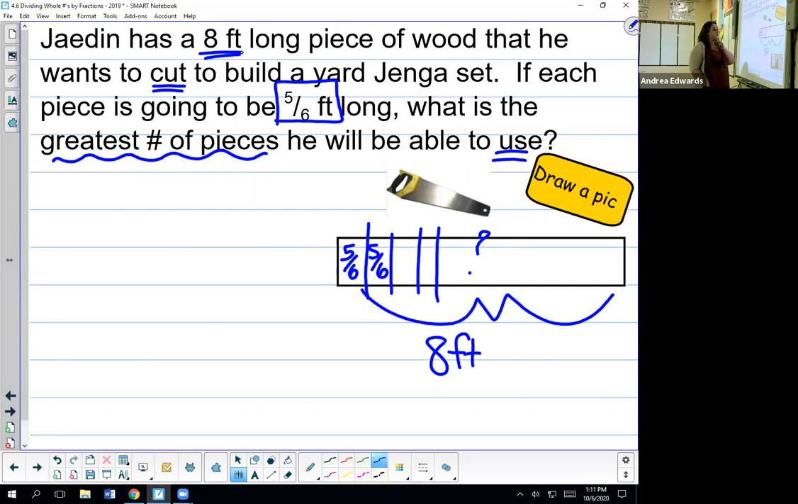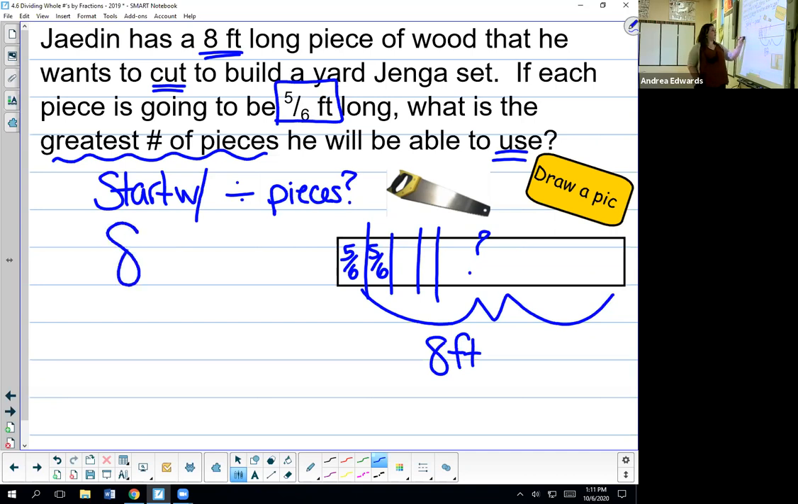So this is where kids get confused. Does the 8 go first or does the 5/6 go first? What are you starting with? What do you start with? And then you're going to divide by the pieces or the length or the section or the group. What is the number that you start with? Think about it. Are you starting with the pieces and going to the board? Or do you start with the board and cut it into pieces? So if you said you're thinking 8 cut into 5/6 pieces, or 5/6 of a foot, you are correct. You are correct.